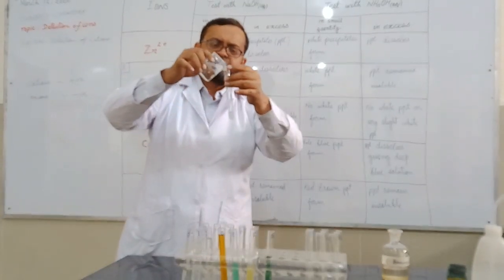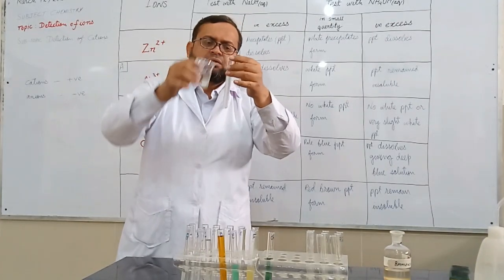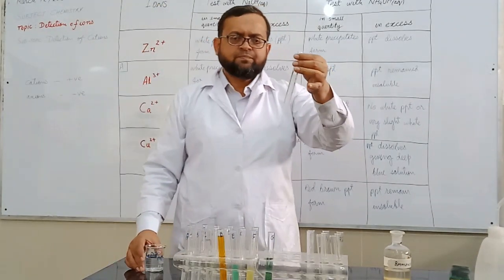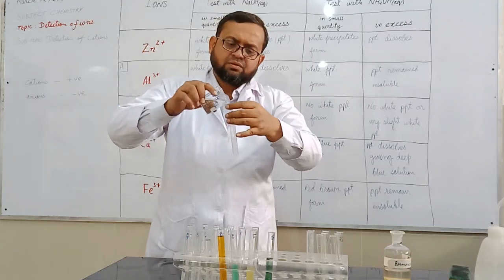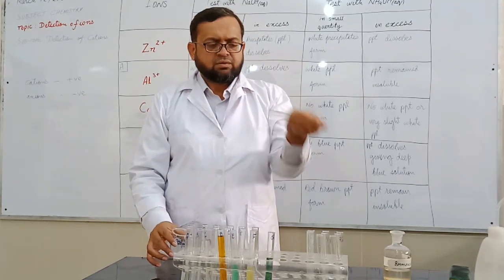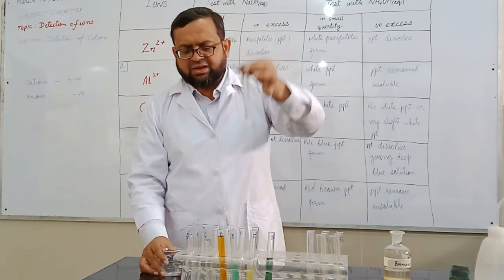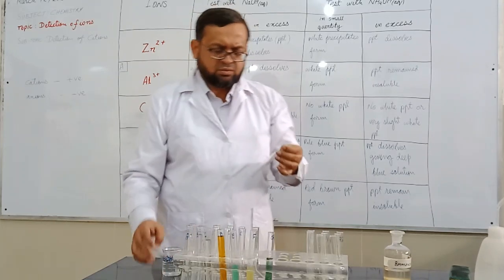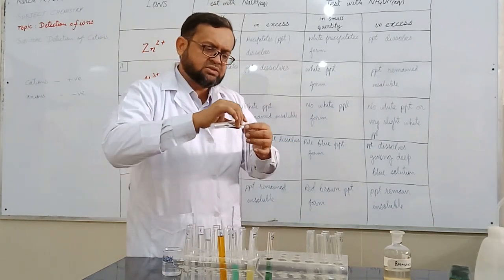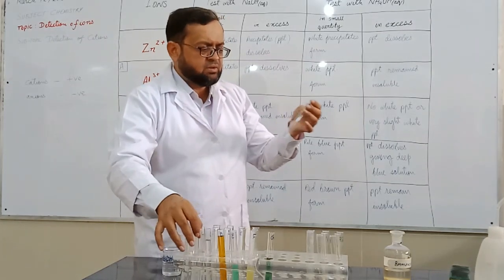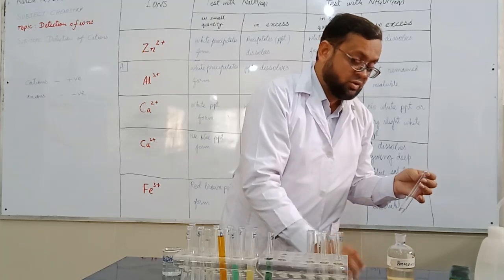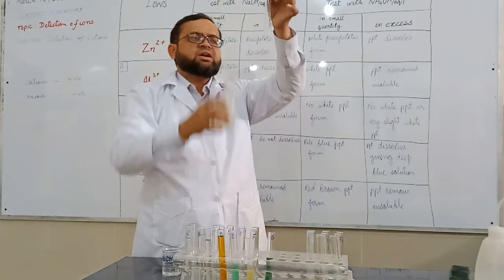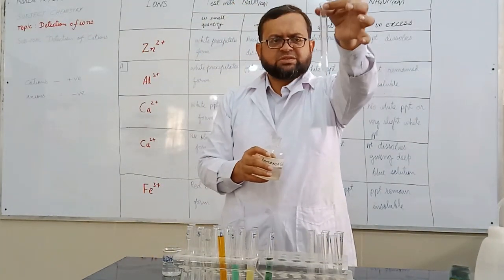Now we can add excess sodium hydroxide. Oh, it is almost soluble. Okay, it is soluble in excess of sodium hydroxide. Now we are going to test with liquid ammonia. With a small quantity of ammonia, it is a white precipitate. You can observe these white precipitates.